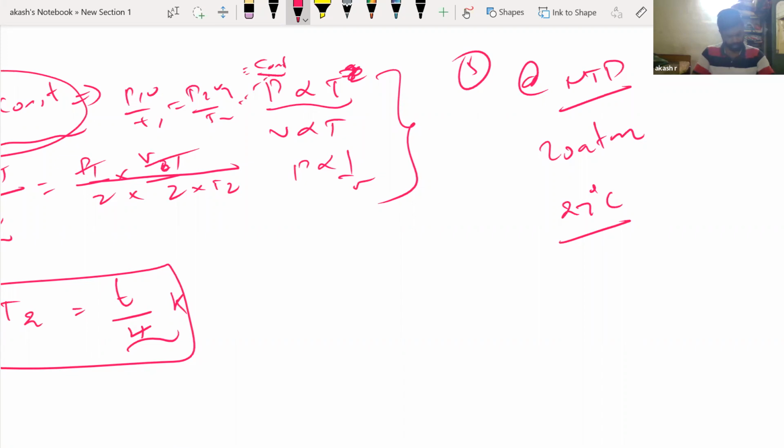Now they're saying the cylinder can hold 2.82 liters of water at NTP. I'll repeat the statement again. So the cylinder can hold 2.82 liters of water at NTP.